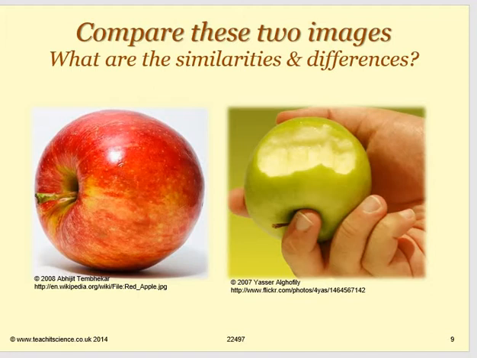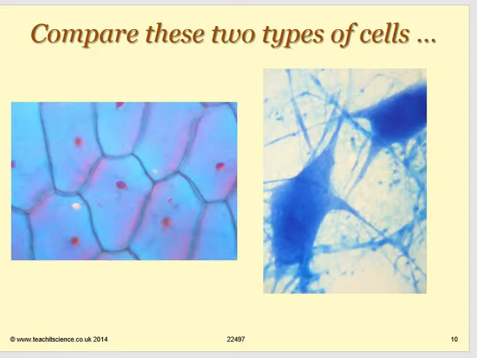Okay, they are both apples. One has red skin, another one has green skin. One is intact, the other one has been bitten. Really obvious. They don't ask you to comment on anything that is not obvious in exam conditions. Next one now. Compare these two types of cell. You don't have to know the cells, you just have to compare them.